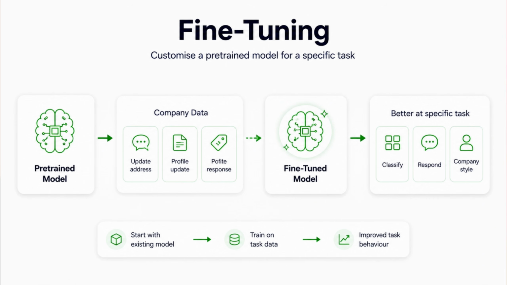For example, let's say you're building a support assistant for an insurance company. The base model already knows general language, but it may not know your company's response style, policy wording, or ticket categories. So you can fine tune the model using examples from your own support tickets. For example, the customer says they need help updating the address, and then the output classifies it as profile update and generates a profile response. So after fine tuning, the model becomes better at specific tasks.